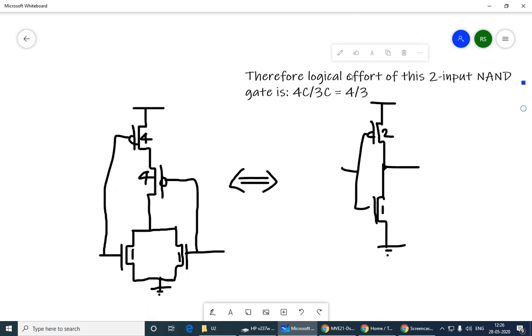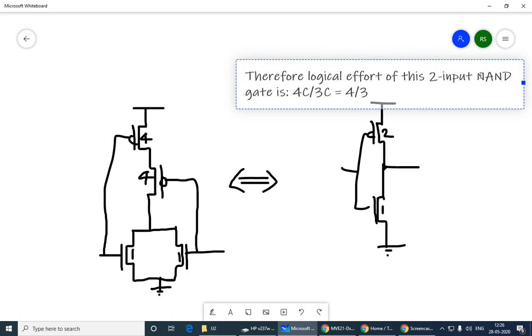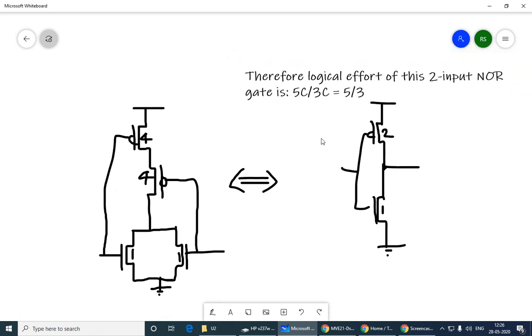So now we have to rewrite this. Logical effort of this two input NOR gate is, okay, the numerator is not 4C. How much is the numerator? Inputs I have shown connected to one PMOS, one NMOS. Sum of both is 4 plus 1, 5C, divided by the same 3C, that's okay. So we will get 5 by 3. Logical effort of, sorry, it's not a NOT gate, it's a NOR gate. NOR gate is 5 by 3.